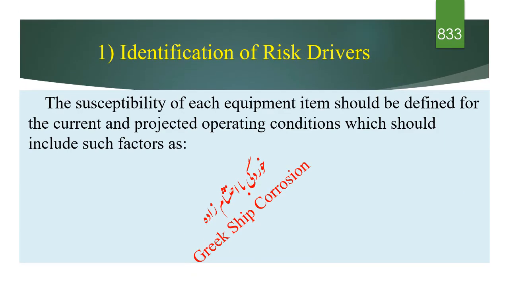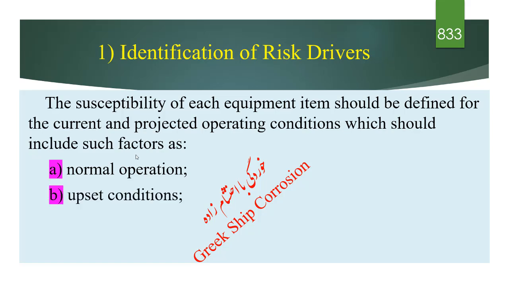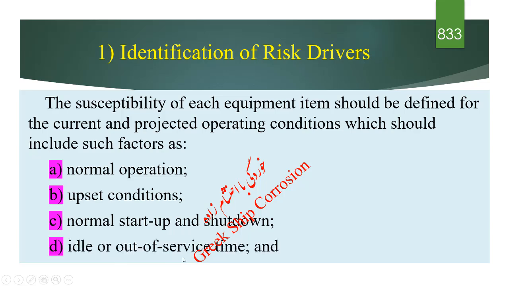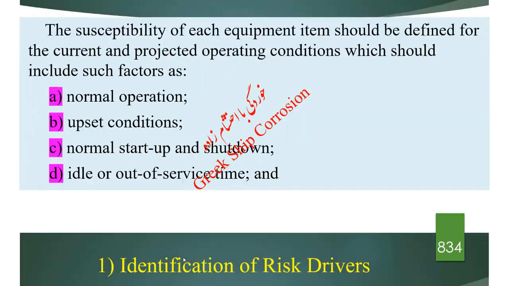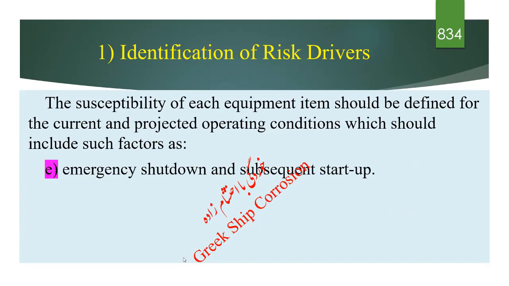The susceptibility of each equipment item should be defined for the current and the projected operating conditions, which should include such factors as: A. Normal operation. B. Upset conditions. C. Normal startup and shutdown. D. Idle or out of service time. And E. Emergency shutdown and subsequent startup.